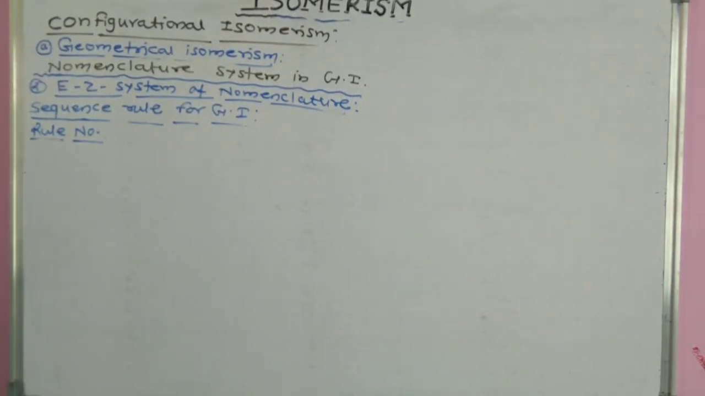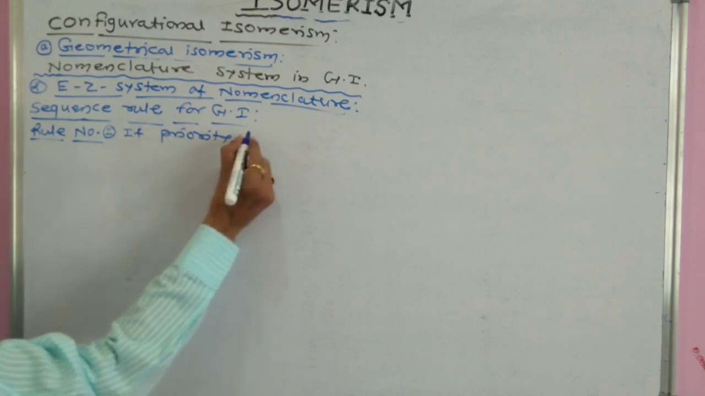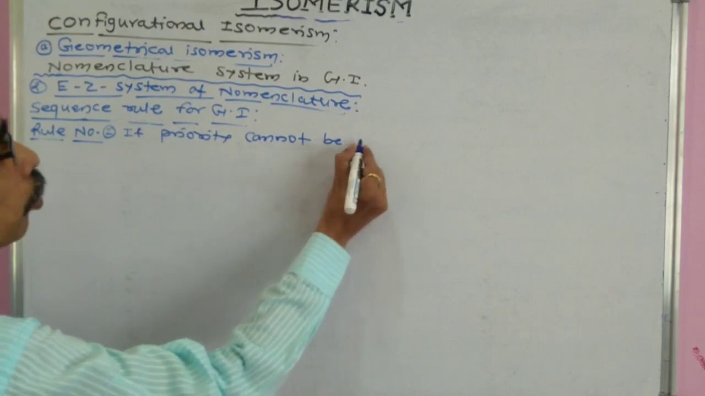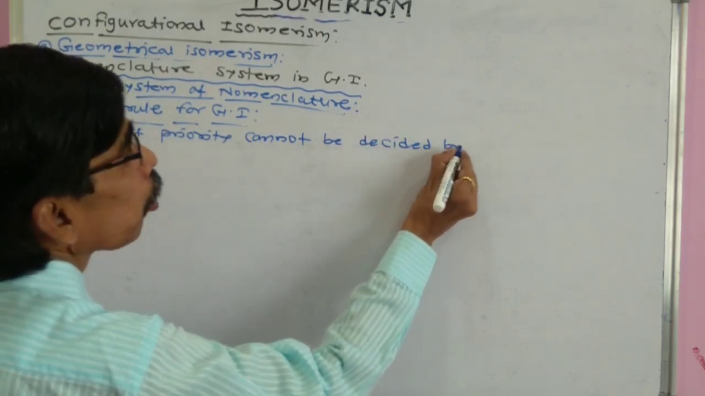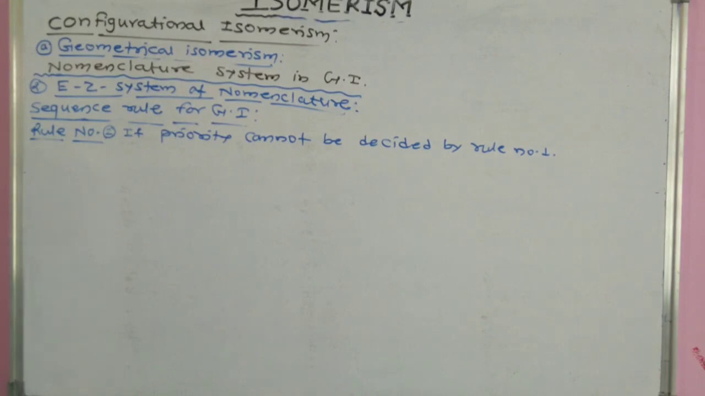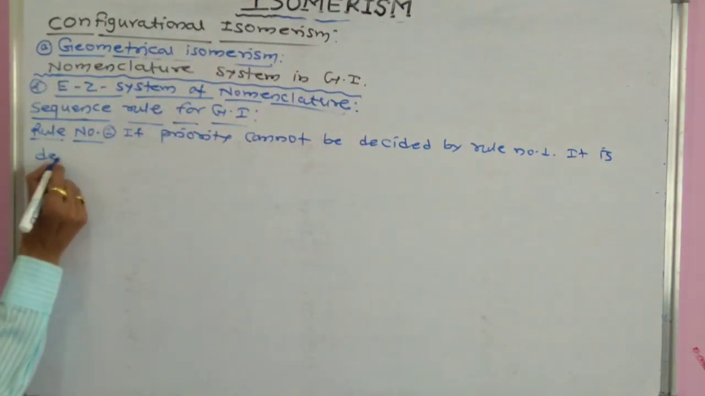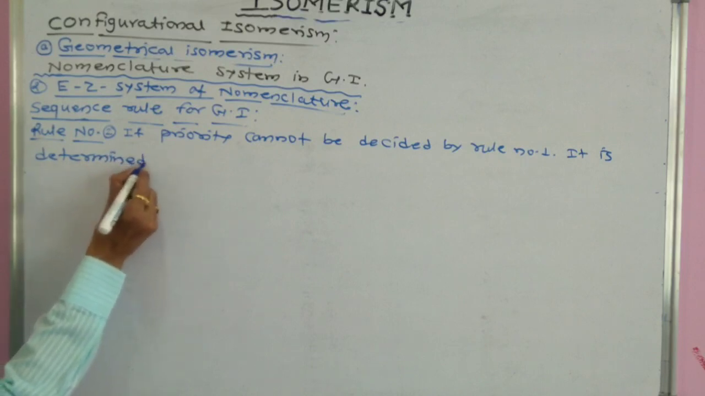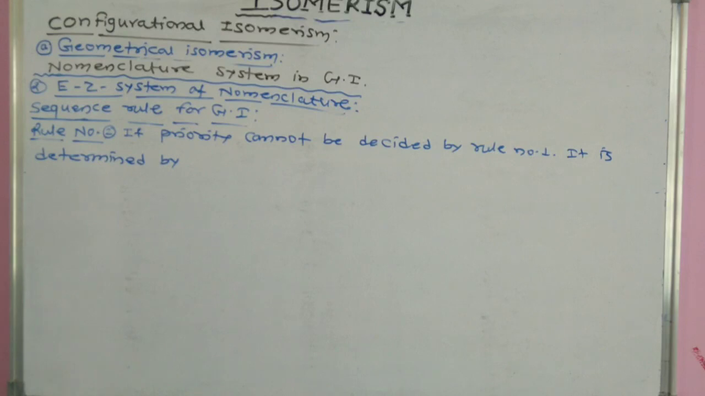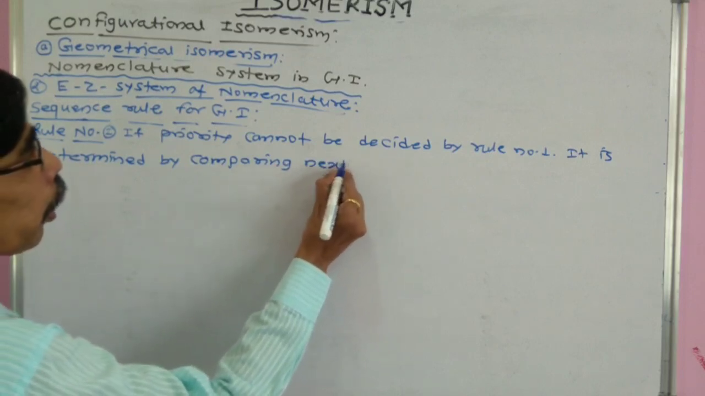Now, rule number 2. Rule number 2, if priority cannot be decided by rule number 1, it is determined by comparing the next atom.